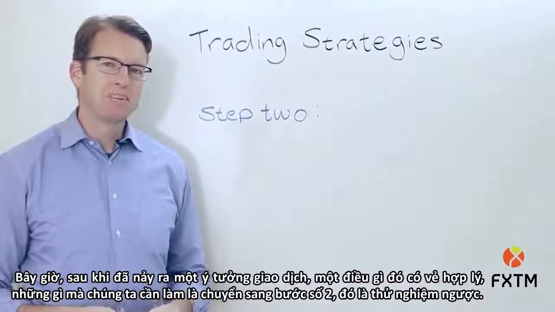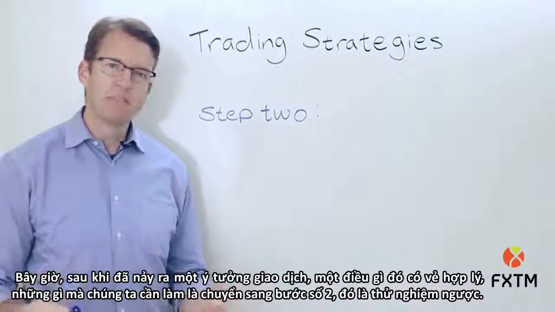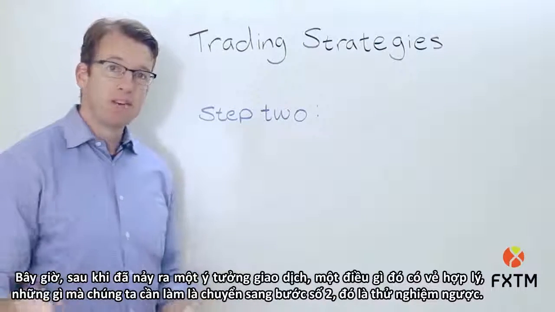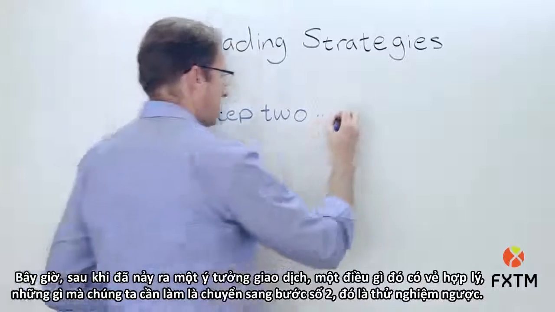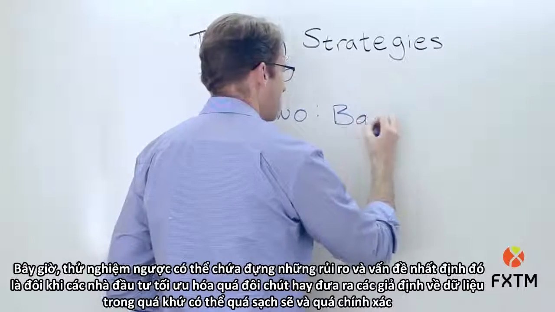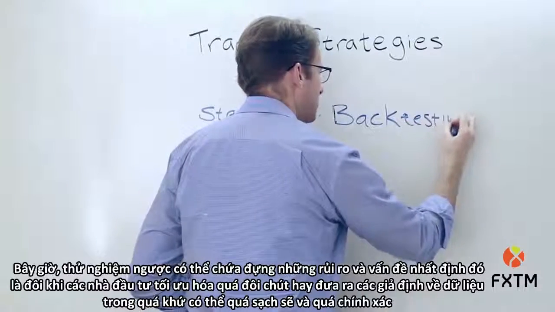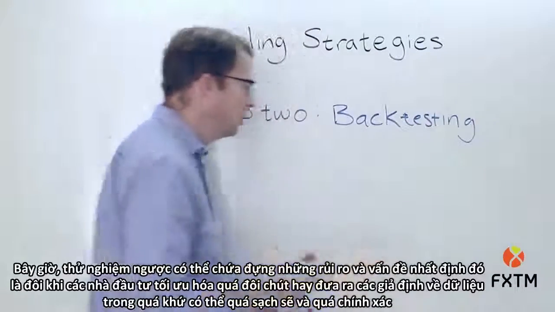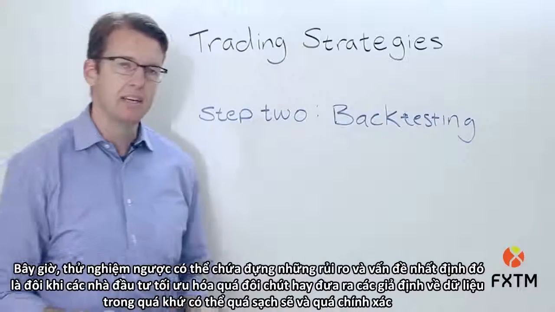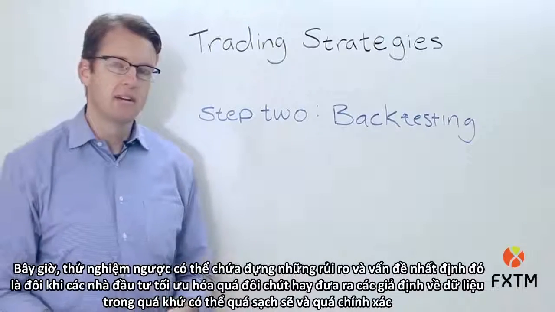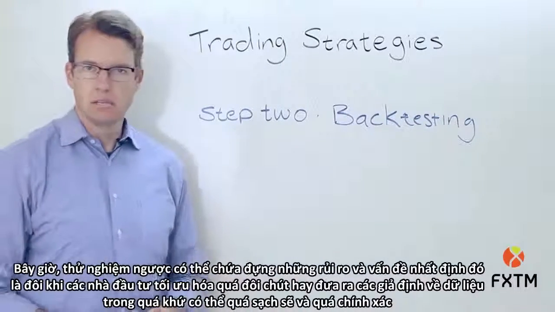Now, once we've come up with a trading idea, something that seems to make sense, what we need to do is to move on to step number 2, which is backtesting. Now, backtesting is basically what we do when we are going back into historical data and we're applying our rule set, so our trading idea, to that historical data to see, well, how would that have worked in the past?